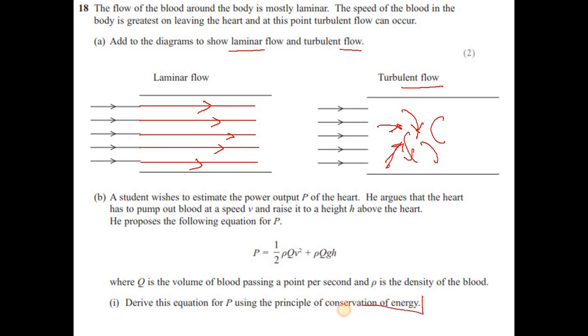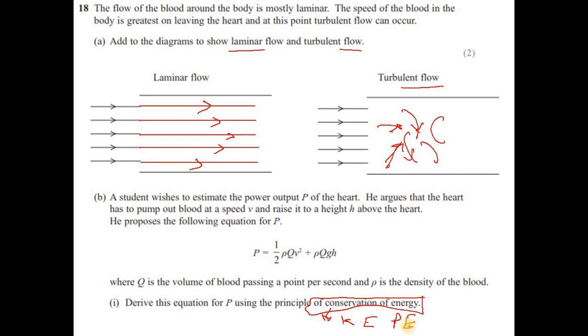This is the key: the principle of conservation of energy. Generally, if some object or particle is moving, we have two types of energy. One is kinetic energy, and the other one is potential energy.